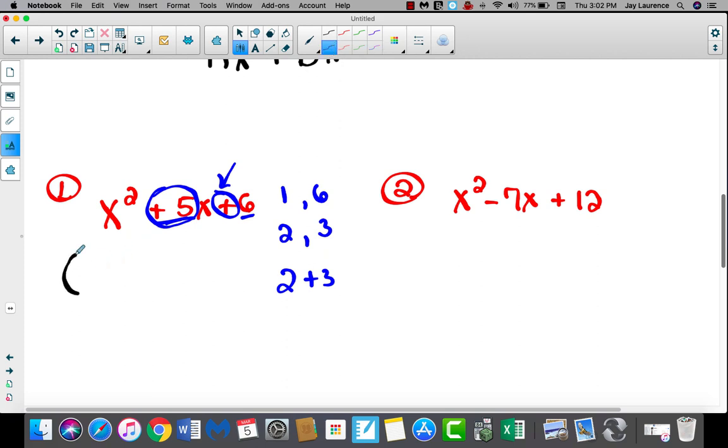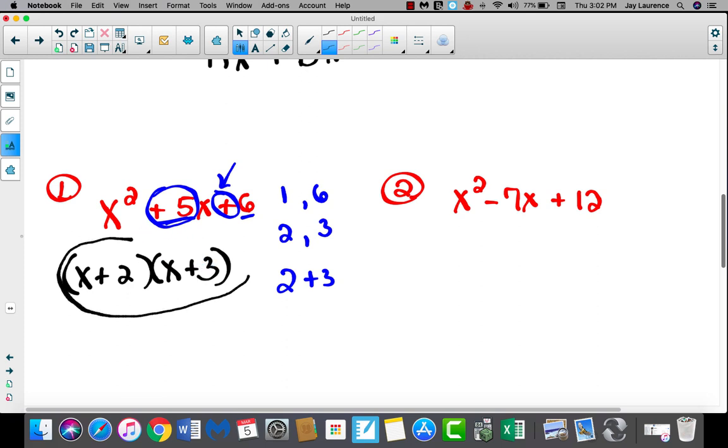Here's how this factors. We're going to have 2 quantities: x plus 2, and x plus 3. There you go. It is factored. That trinomial, quadratic trinomial, turned into two linear binomials being multiplied. All right? I needed two factors of 6 that add, because that was positive, to get positive 5.